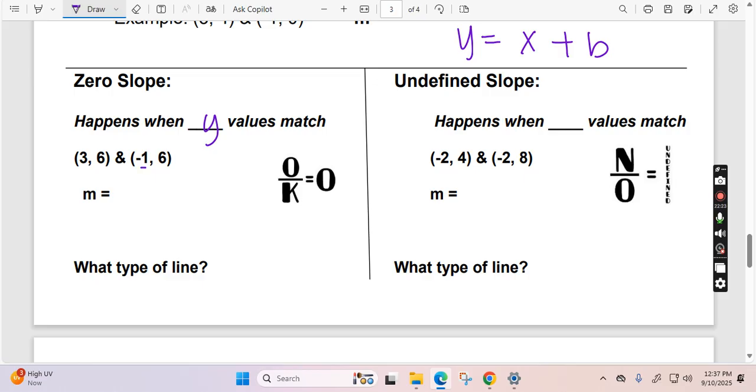Alright, let's find the slope for this one. What are our y values? 6 and 6. So 6 minus 6, and our x values? Negative 1 minus 3. What's 6 minus 6? 0. Anytime you have 0 as your numerator, your slope is 0. Don't forget that. So what type of line is this if it has 0 slope? It is a horizontal line.